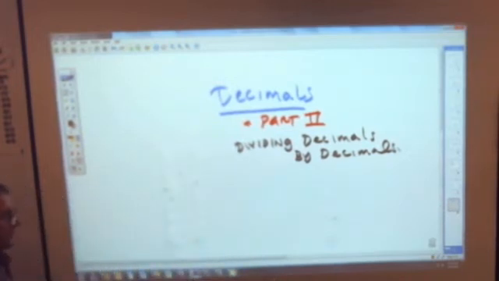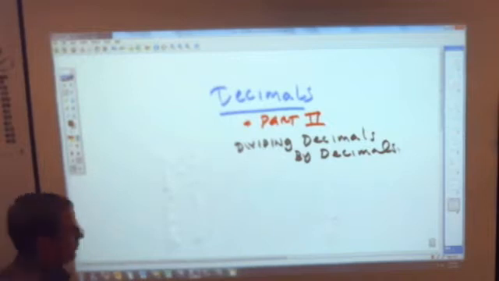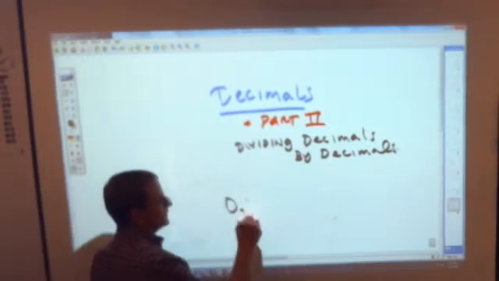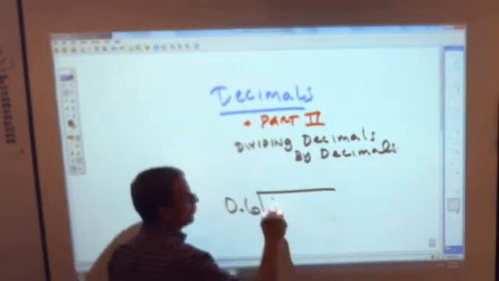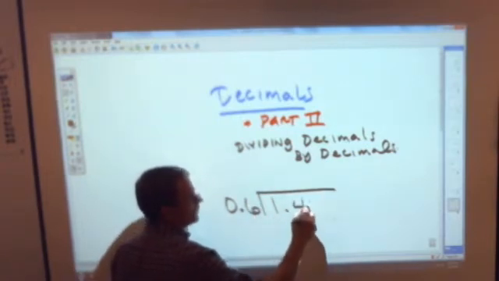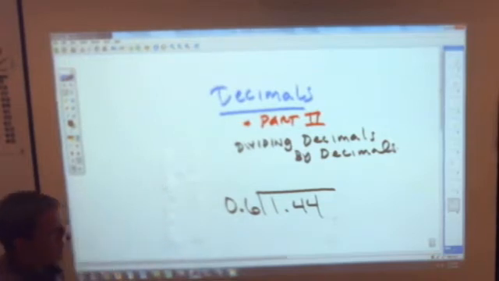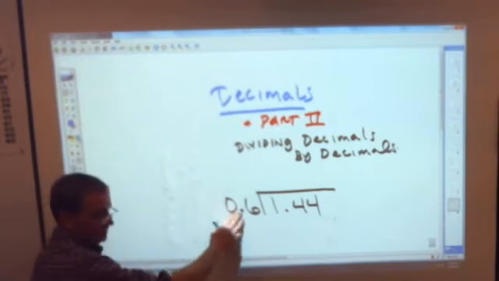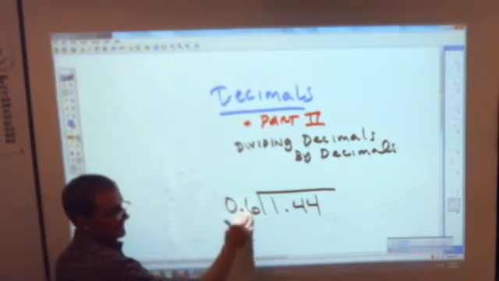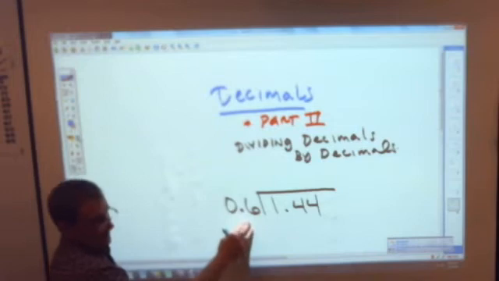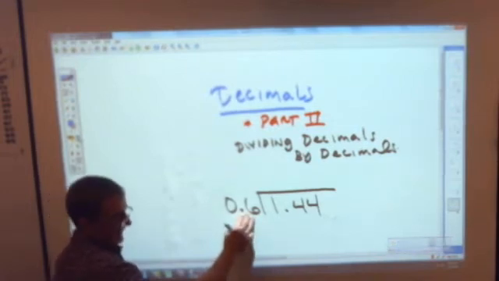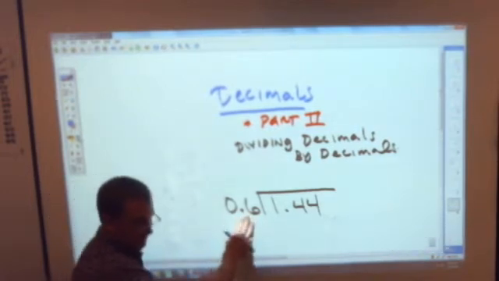What happens when you divide a decimal by a decimal? Let me give you one and then we shall talk. Let's say you have 0.6 into 1.44. The difference from what we've done before is that before we were always dividing by a whole number. Now there is a decimal there. Okay? This is bad. Bad, bad, bad, bad, bad.